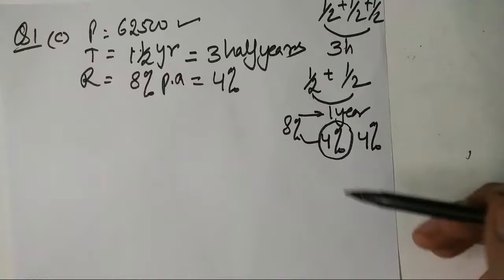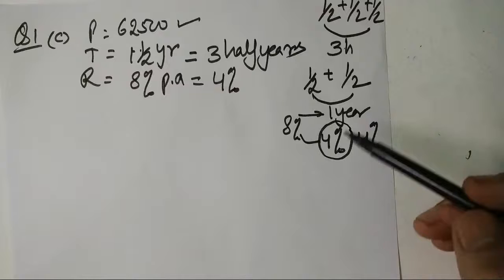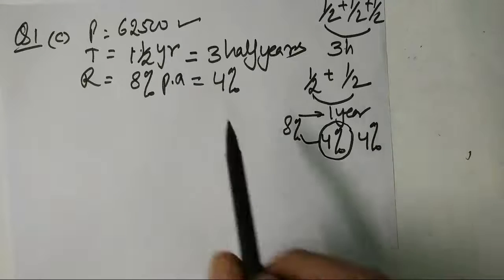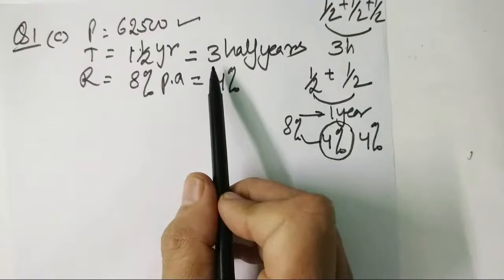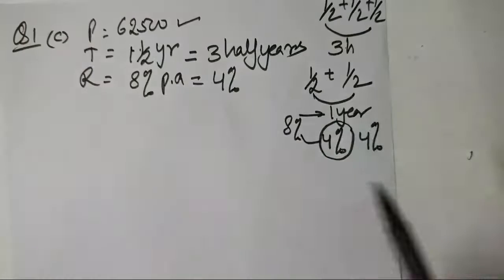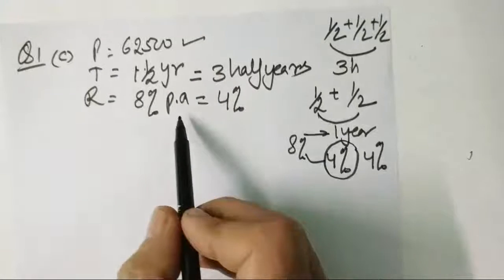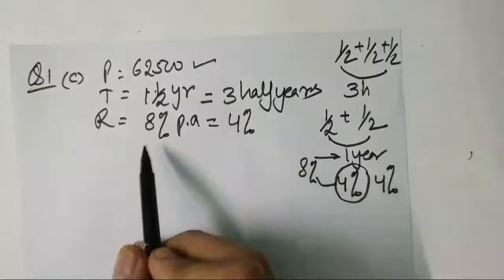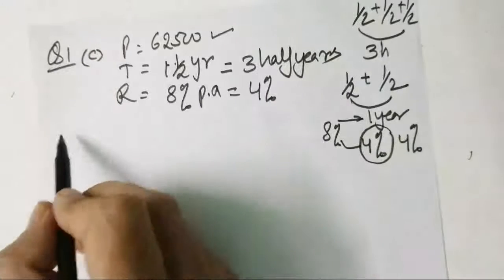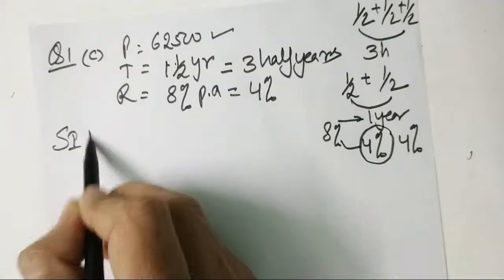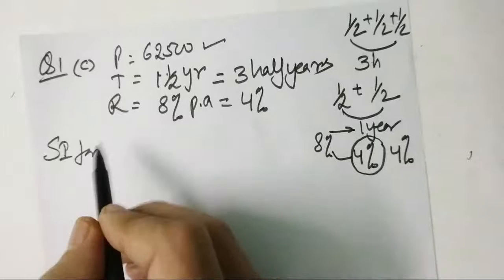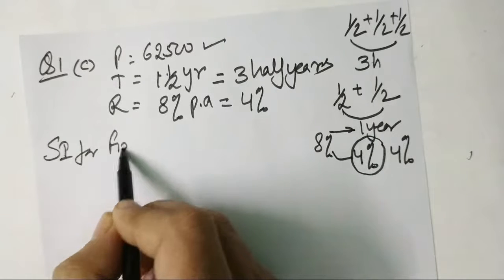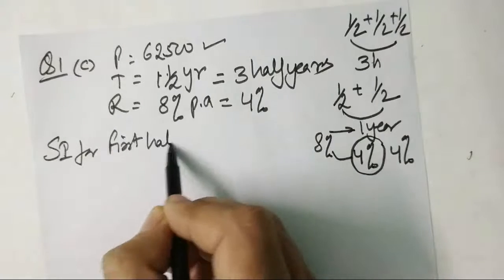Okay, so now the calculation of the question will be the same. You will calculate the simple interest, then you will find the compound interest, and the only new thing is this part. So you will calculate the compound interest, the simple interest for the first half year.